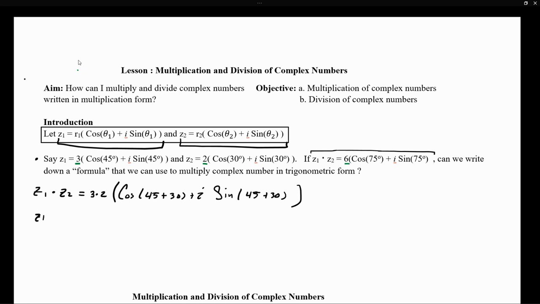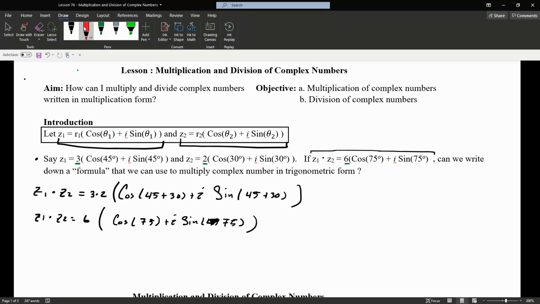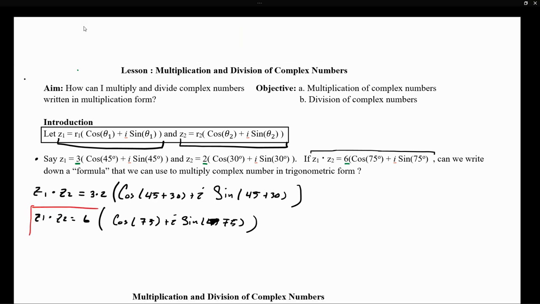And if we simplify this, 3 times 2, that's 6. And 45 plus 30, that is 75. So this is how we were able to obtain that conclusion.